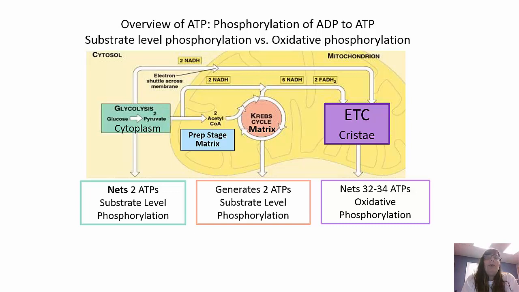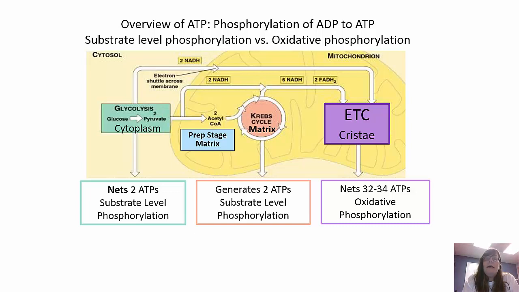After those 2 pyruvate molecules are created, they will go into the mitochondria for what's called the preparatory stage. This happens in the mitochondrial matrix. The preparatory stage is when the pyruvate molecules are chopped into acetyl groups and they bind with what's called coenzyme A. So we get 2 acetyl coenzyme A produced, and carbon dioxide is given off as a byproduct from that carbon being chopped off to form the acetyl groups. So the acetyl coenzyme A will enter the Krebs cycle, which is the second official stage of cellular respiration.